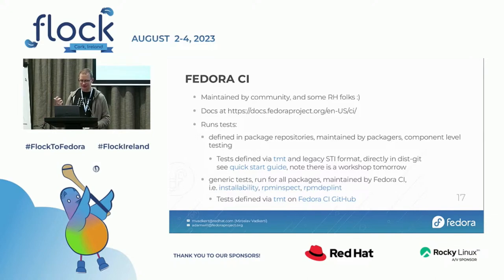The tests it runs are defined in package repositories, so you keep the test in Dist-Git alongside your package with a little bit of configuration that tells the system how and when to run them. And they're expected to be maintained by the packagers. They're not maintained by the team behind Fedora CI. That's not how that works. And it's meant for component-level testing. Fedora CI isn't really targeted at the high-level integration testing that we're doing with OpenQA. It's more at the lower component level of testing.